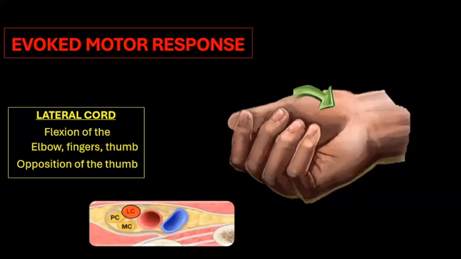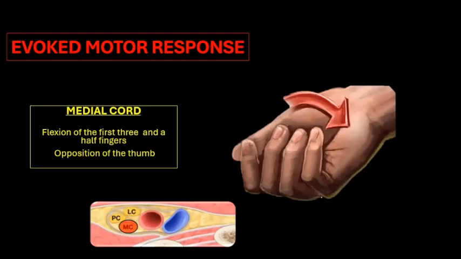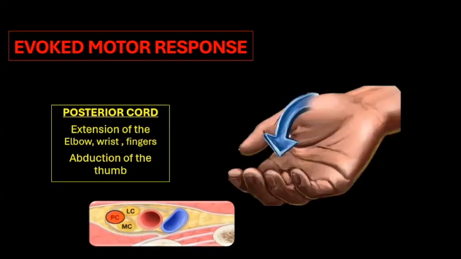Stimulating the lateral cord will give flexion of the elbow and fingers, and flexion and opposition of the thumb. Stimulating the medial cord will give flexion of the first 3.5 fingers and opposition of the thumb, while stimulation of the posterior cord gives rise to extension of the elbow, wrist, and fingers with abduction of the thumb.